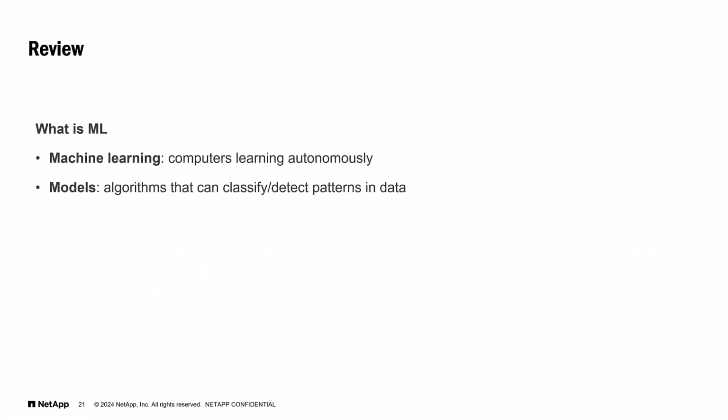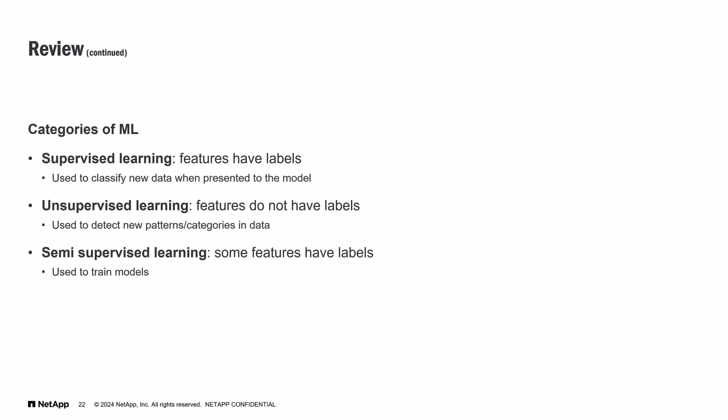Let's review. In this video, you learned about machine learning, a process which allows computers to learn new things on their own. This is done using models, algorithms that classify and detect patterns in data. Supervised learning is when all of the data, called features, have a label, and this is used to classify new, unlabeled data. Unsupervised learning is when none of the features are given with labels, and this is used to find new categorizations and patterns in data.